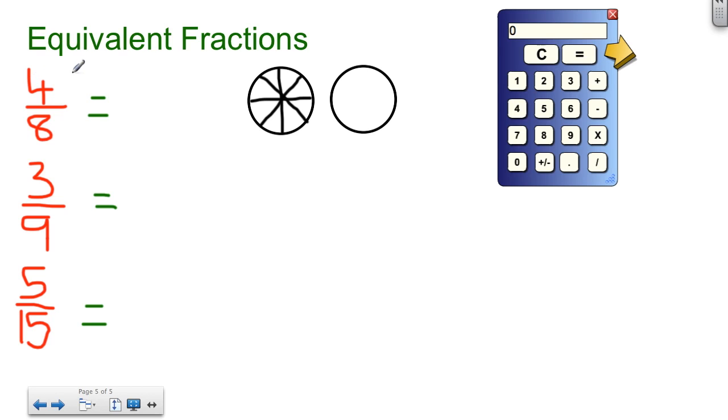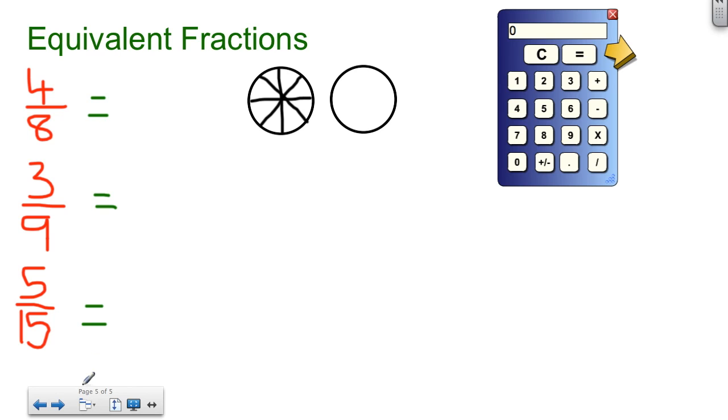To start off with, we'll actually simplify the fraction, and then I'll show you using the diagram how they are equivalent. What we need is a common divisor, a number that can be divided into both the numerator and the denominator.